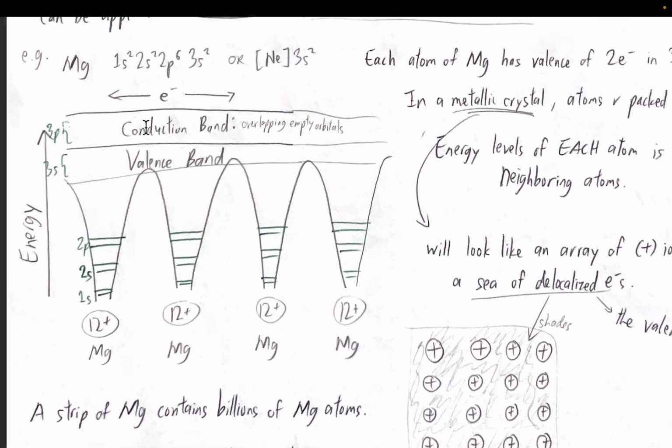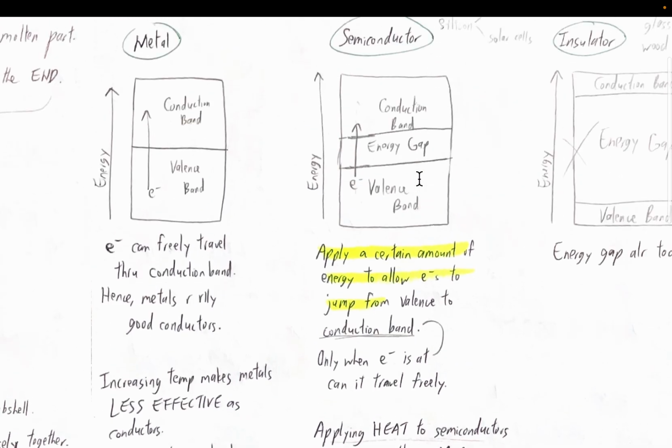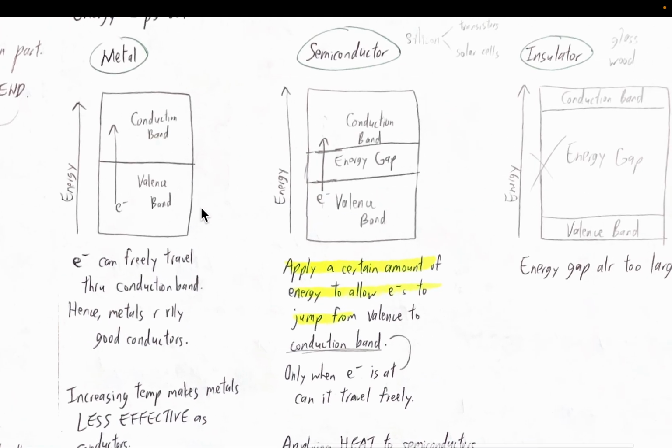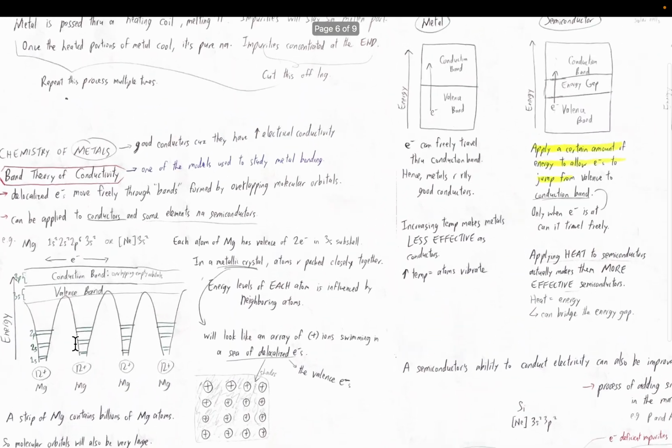Energy, conduction band, valence band. More on this later. In a way, I don't really get this illustration, but in the next page, I kind of get how the bands are applied. So yeah, it's just the band theory that I don't really get right now.